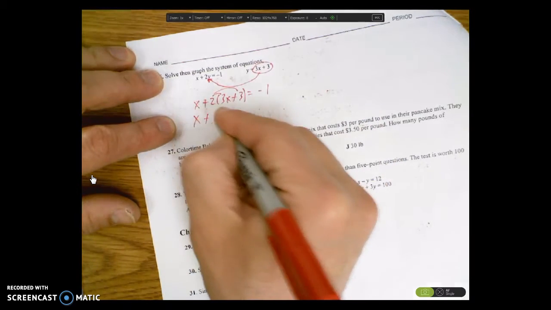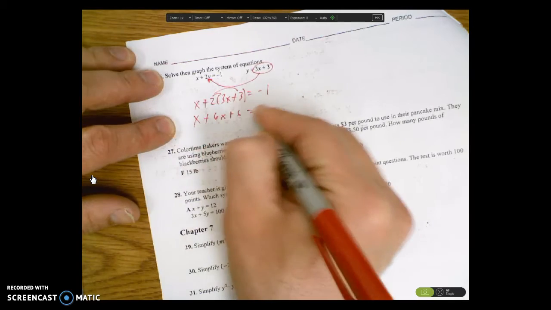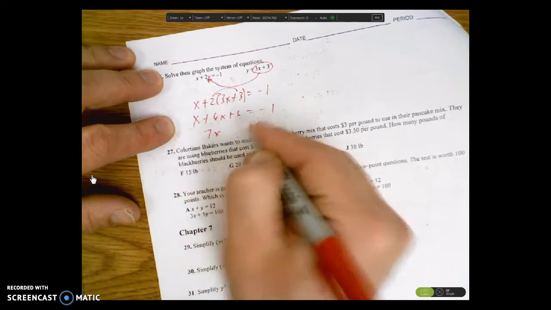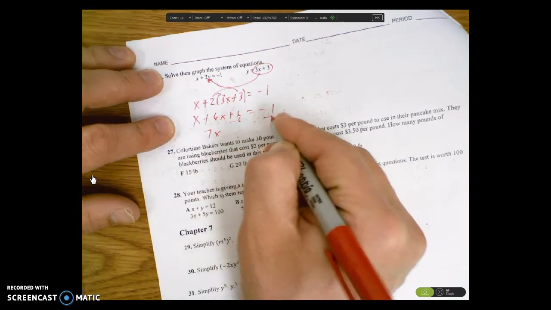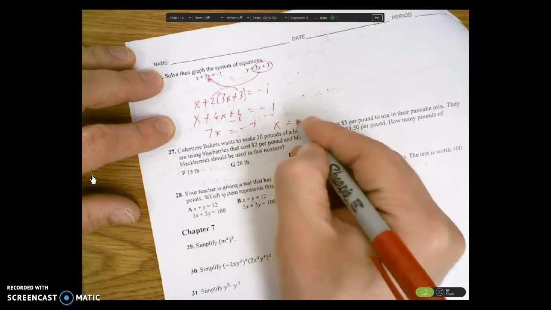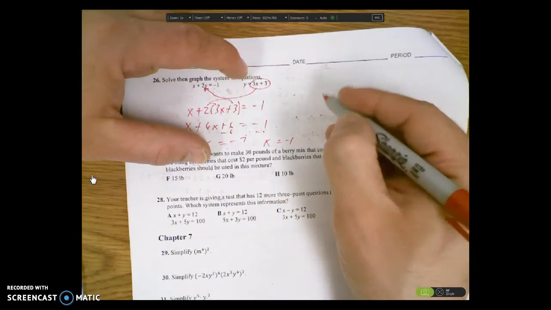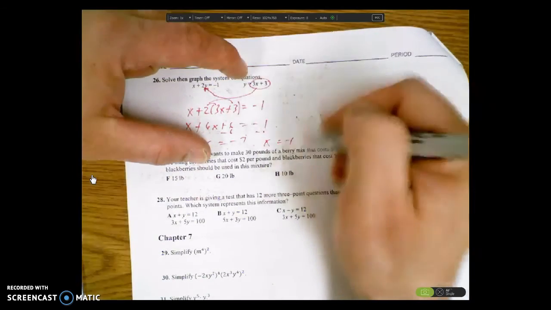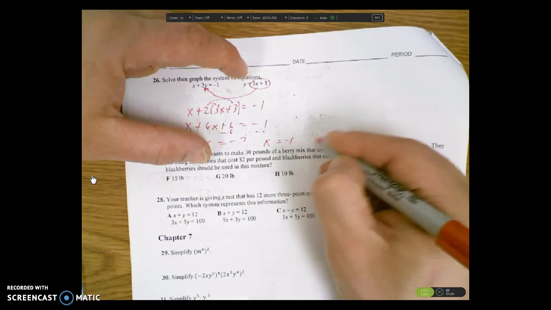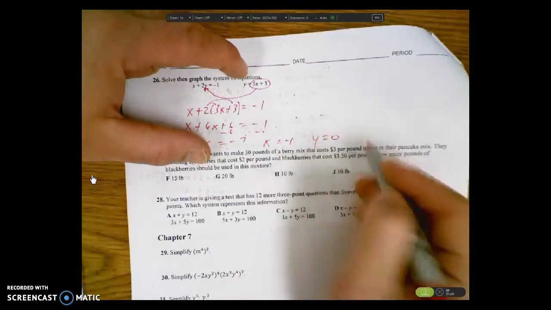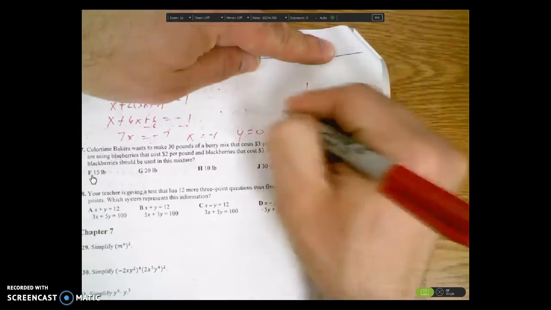Distribute. x plus 6x plus 6 equals negative 1. 7x plus 6 equals negative 1, so 7x equals negative 7, so x equals negative 1. I'm going to put him into the y equals equation, and that's negative 3. Negative 3 plus 3 is 0, so y equals 0. So that's what we should get when we graph them.